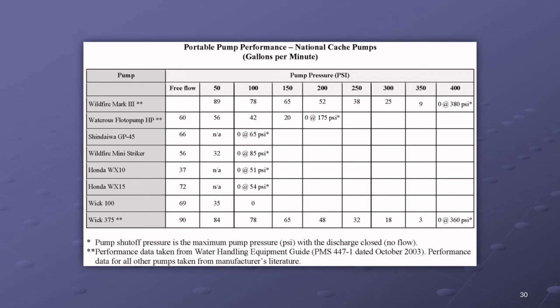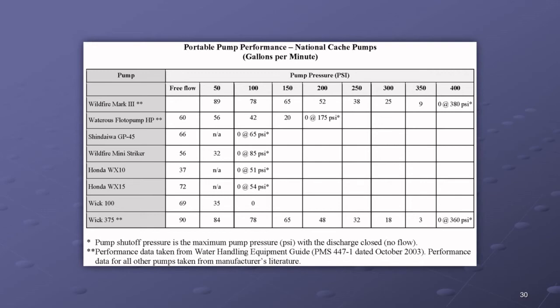And so I'm just going to focus on the Mark III there. It says that at 50 PSI, a Mark III will give you 89 gallons a minute. At 100 PSI, it can no longer do 89 gallons a minute. It'll only give you 78 gallons a minute. At 150 PSI, you're looking at 65, and so on. You get up there in that 350 PSI range. If you need 350 PSI out of your Mark III, you're only going to get about 9 gallons a minute out of it, which isn't very much. So you start to see some of the limitations.